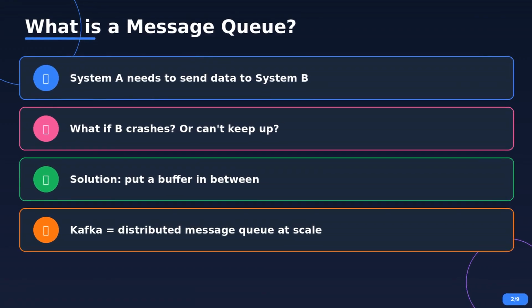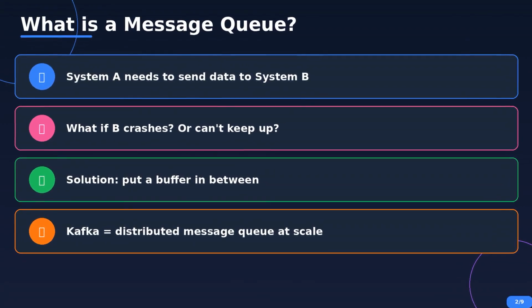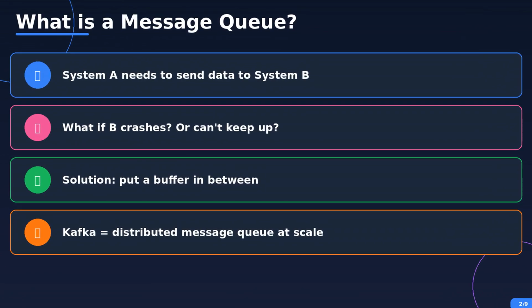First, what's a message queue? Imagine System A needs to send data to System B. The simplest way is a direct connection. But what if B crashes? What if A sends data faster than B can handle? What if Systems C and D also need that data?